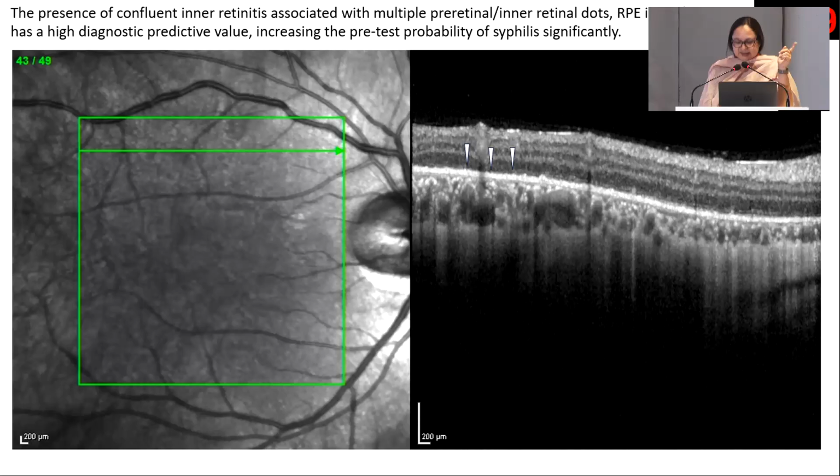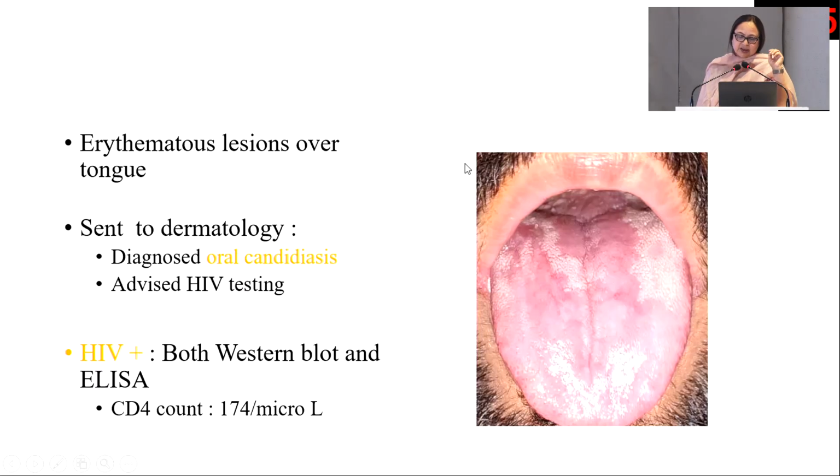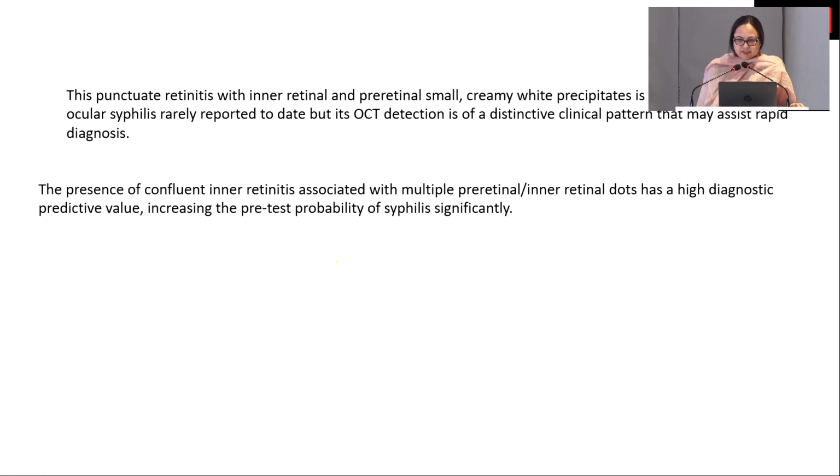So syphilis tests sometimes could be false negative, but if your imaging is indicating, it's important to repeat them and do both treponemal and non-treponemal tests. So this is the presence of, again, you can see these lesions, the ellipsoid zone just gets lost, and the RPE irregularities. This is something you will see in syphilis. This patient had both the tests positive and was also HIV positive.